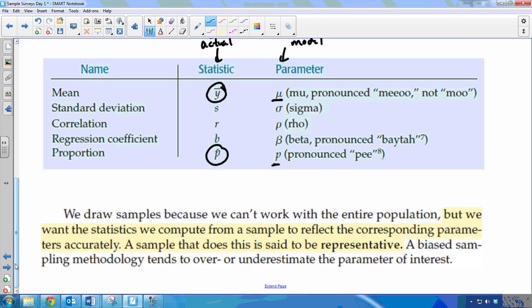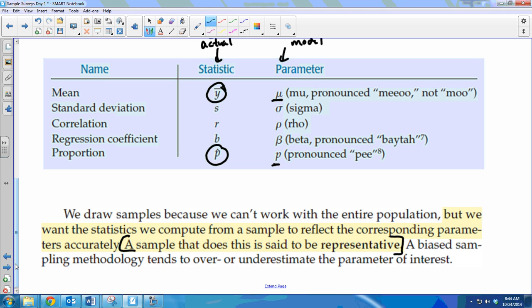And again, we draw samples because we can't work with the entire population. But a sample does need to be representative of our population somehow. Randomizing and doing some other things will ensure that happens. And we will talk all about that next week.